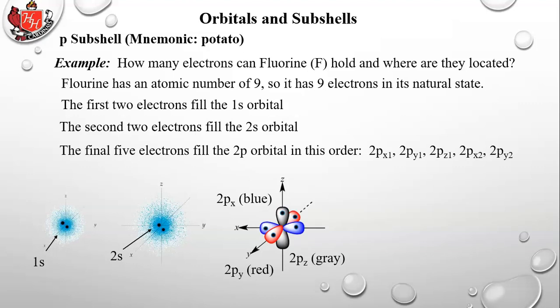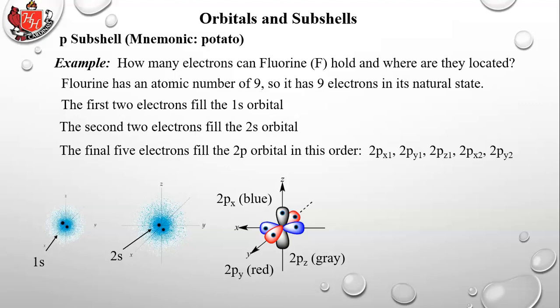Okay, the final 5 electrons fill the 2p orbital in the order px1, and then the second one goes to the py1, the third one goes to the pz1, the fourth one goes back to the px, and that's px2, and the fifth one goes to py2. So you see them there.